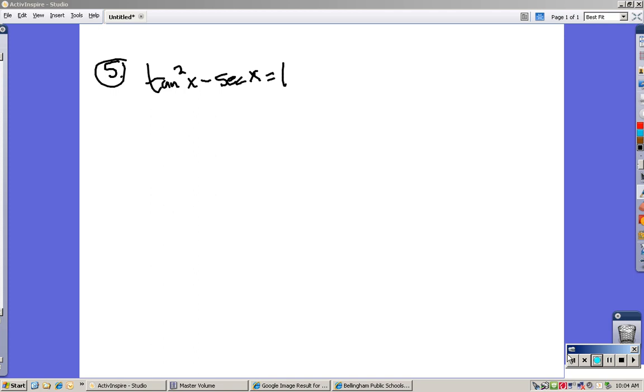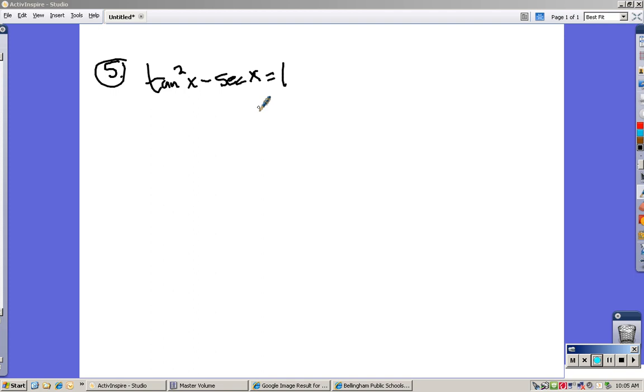This is Math 142, practice test number 2, problem number 5. We're supposed to solve this. And I noticed that I have both tangent and secant in here, and that I have a tangent squared. So what I'm going to try to do is get it down so it only has one trig function in it.